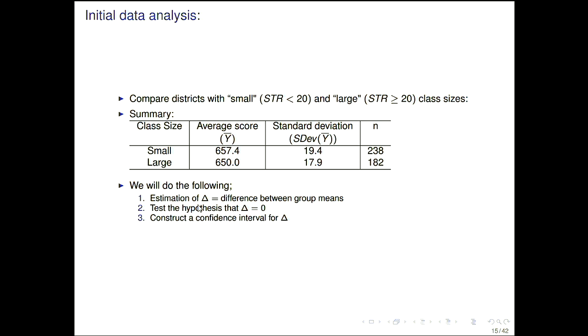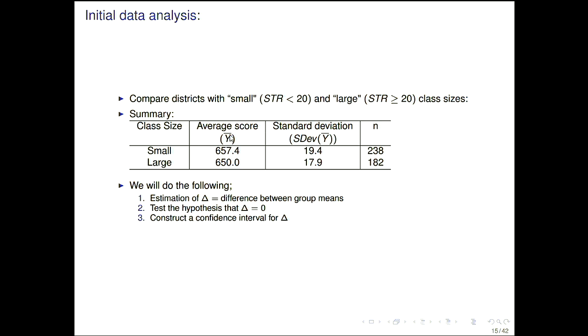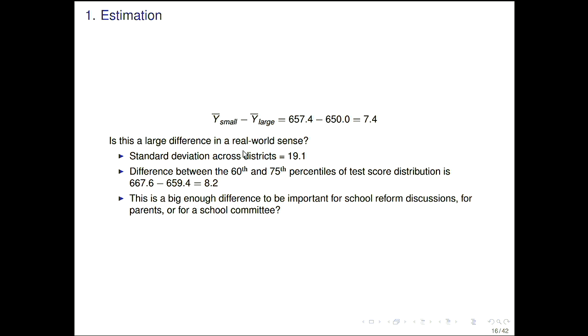So again, we're going to estimate the difference between those two groups in terms of the average score, and then we're going to test a hypothesis. Our initial assumption is there shouldn't be any difference. That is going to be our hypothesis. Using this data, we're going to test this hypothesis, and then construct a confidence interval for the difference in test score. The estimate of the difference in test score is so simple. Once you have the summary statistic for each group, just take the difference between these two numbers. Then the difference turns out to be 7.4.